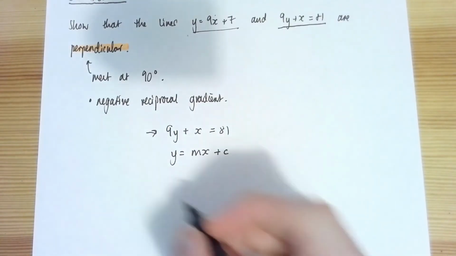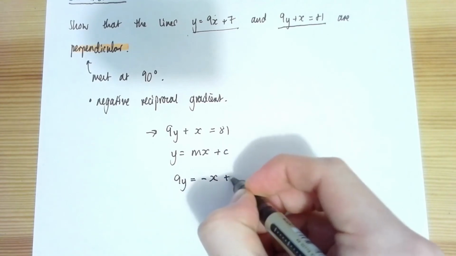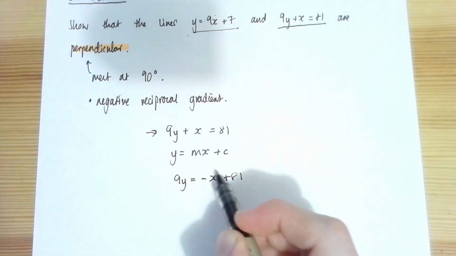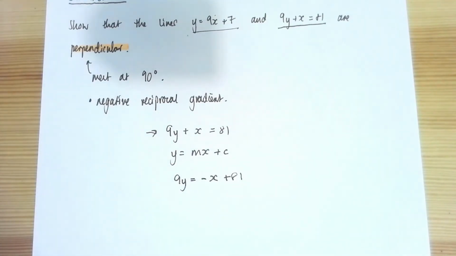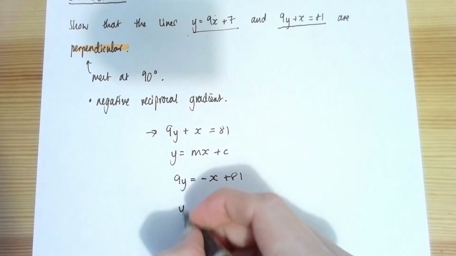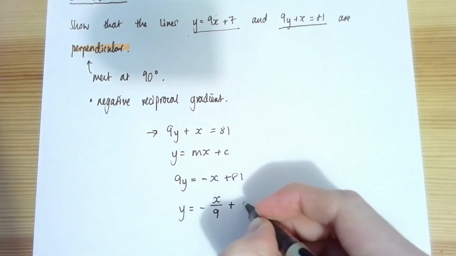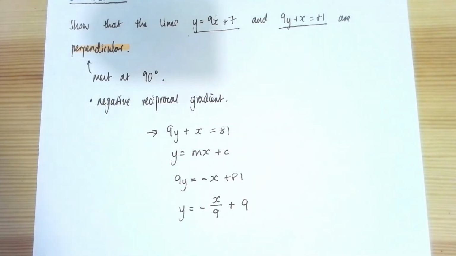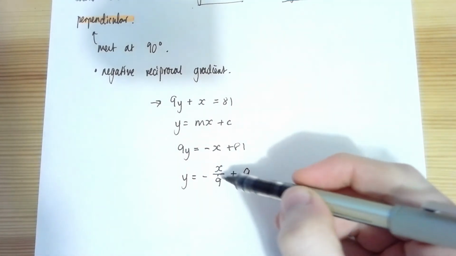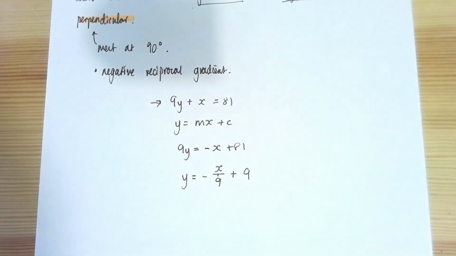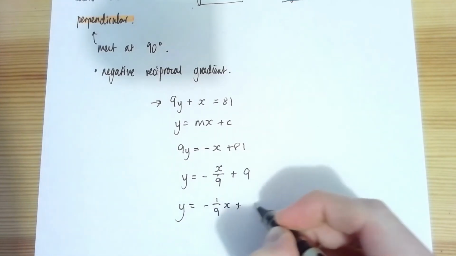So first thing I'm going to do is I'm going to say 9y is going to equal minus x plus 81. And I put the minus x here because in our y equals mx plus c, the x comes before our constant term. Now let's divide by 9. So we're going to get minus x over 9 plus 81 divided by 9 is 9. What I'm going to do with this divide by 9 is I'm actually going to bring it out and write it as the coefficient of x. So I'm going to say y equals negative 1/9 x plus 9.